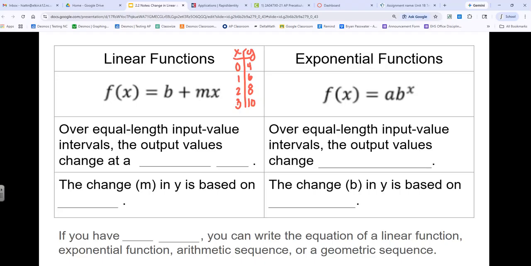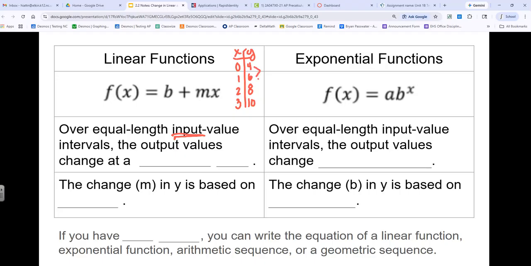If we're only talking about the input values, those are which values? The x values. We want to make sure the input values are going up by the same amount each time. So 0, 1, 2, 3. We're increasing by 1 each time.